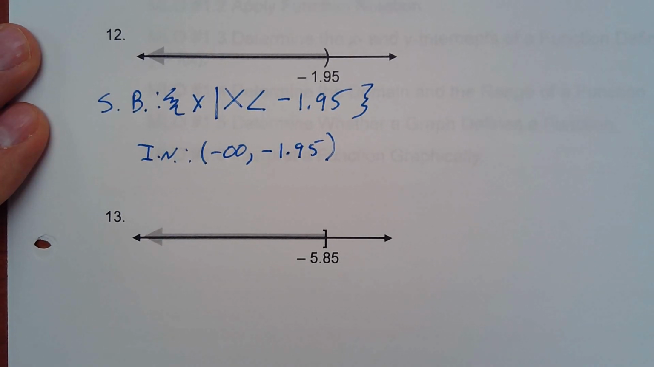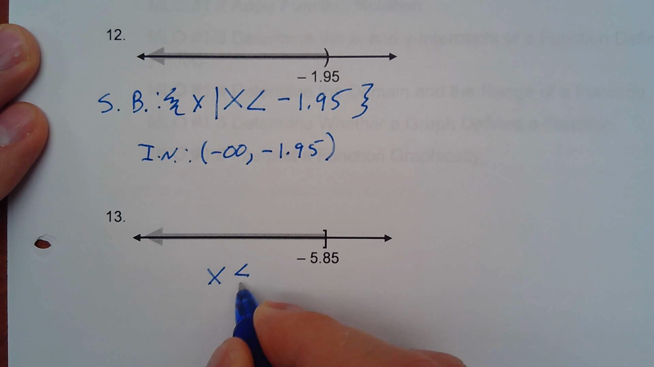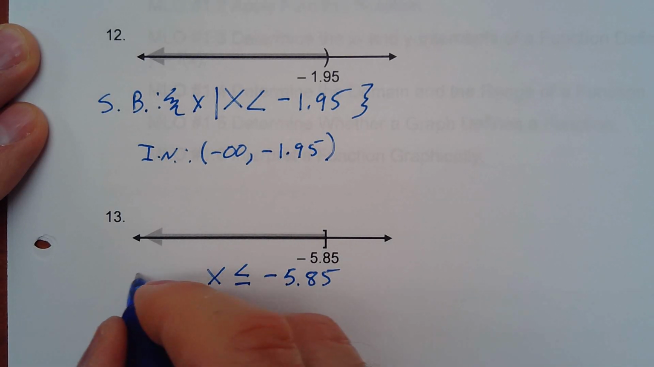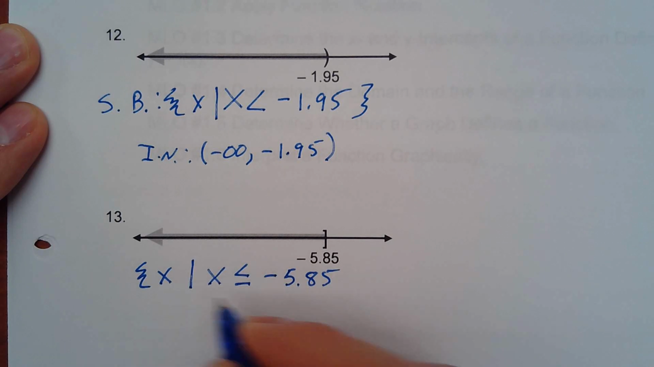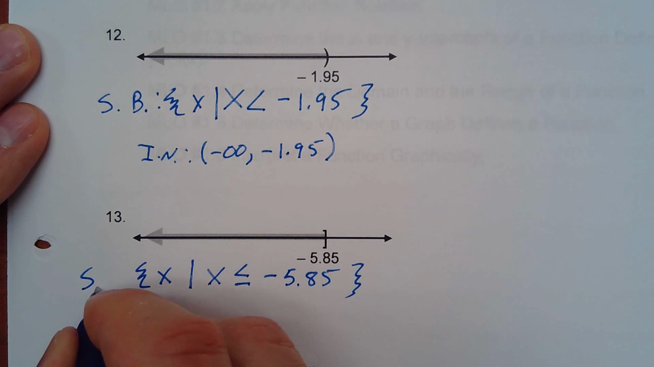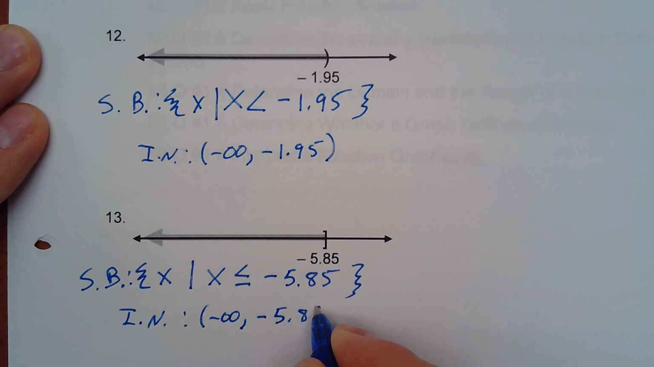This is pretty much the same thing, but we're going to have a square bracket. So my inequality here would be x is less than or equal to negative 5.85. So to make this fancy, so I get my set builder notation, I put the set of all x such that, write the inequality, close it with a curly bracket. And then my interval notation, again, left to right. Leftmost endpoint's negative infinity to negative 5.85, and I need to put a square bracket on that.